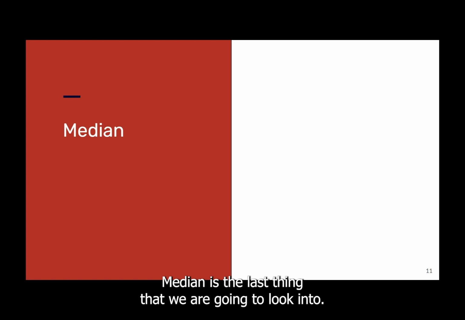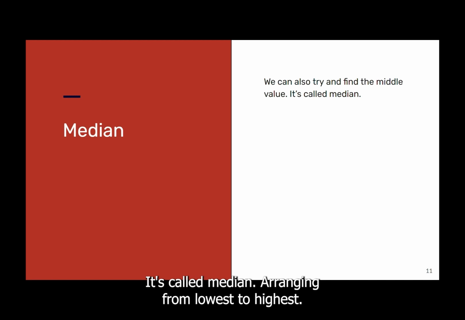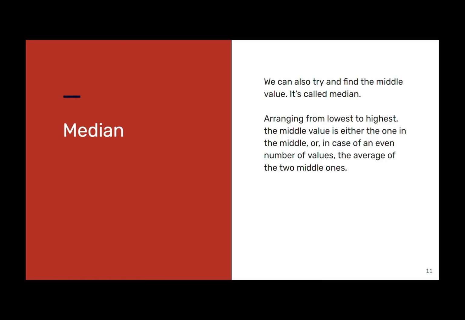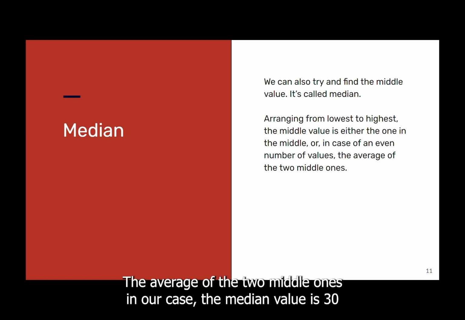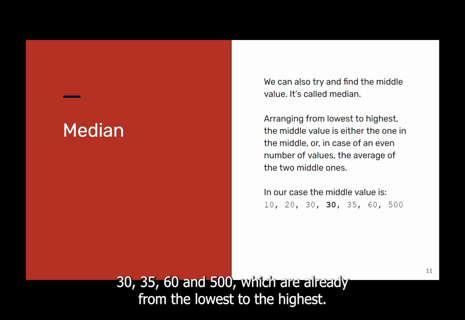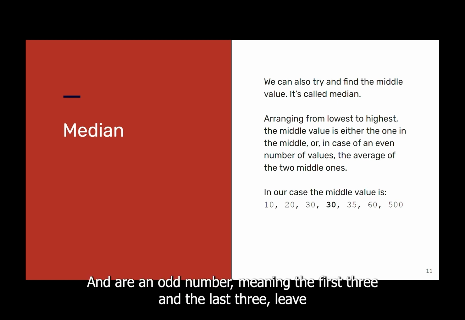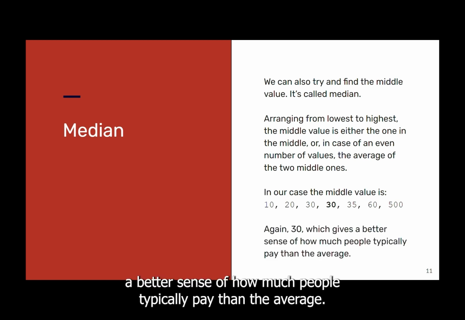Median is the last thing that we're going to look into. We can also try and find the middle value. It's called median. Arranging from lowest to highest, the middle value is either the one in the middle or, in case of an even number of values, the average of the 2 middle ones. In our case, the middle value is 30 because we look at 10, 20, 30, 30, 35, 60, and 500,000, which are already from the lowest to the highest and are an odd number, meaning the first 3 and the last 3 leave 30 in the middle. Again, 30 gives a better sense of how much people typically pay than the average.